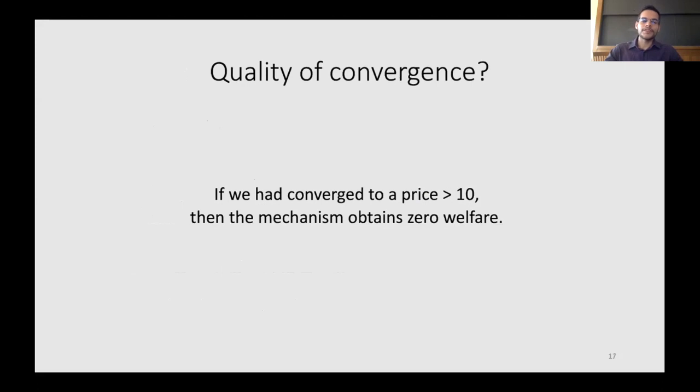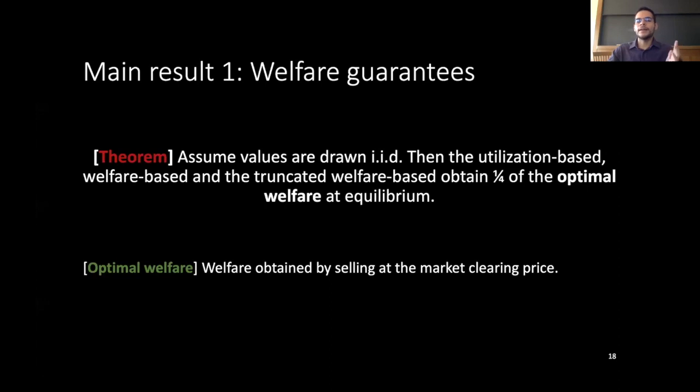So the next question is, even if we guarantee that our mechanism is converging to a price, is this price that we are converging to actually a good one? Imagine, for example, that in the previous example, I had converged to a price that was bigger than 10. Since everyone has a value of 10, then the welfare of our mechanism, even though it might be converging, would be 0. So our first result concerns making guarantees that the price we are converging to is actually a good one, if we are converging to a stable equilibrium at all.